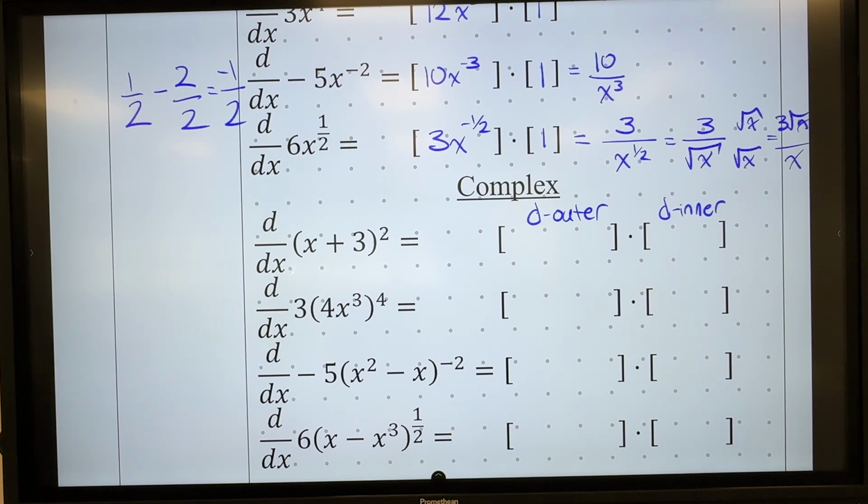That was on our sheet today, right? Was it on the sheet? Yeah. Chain rule. Dower times dinner. So we're always doing dower times dinner. Don't forget your dinner.